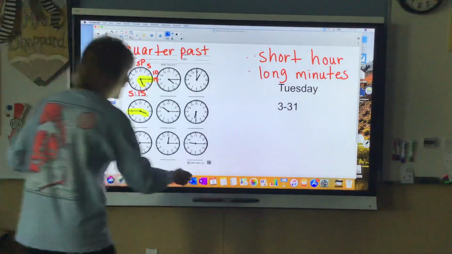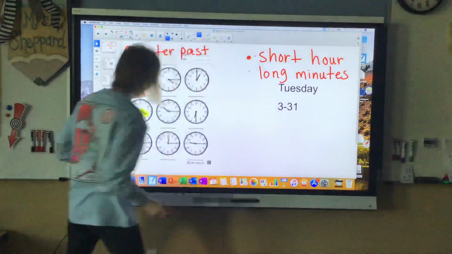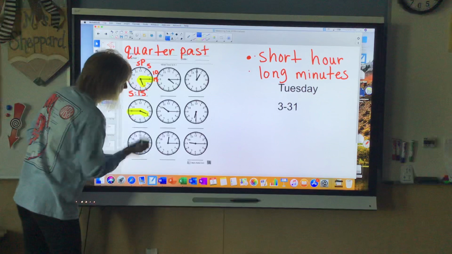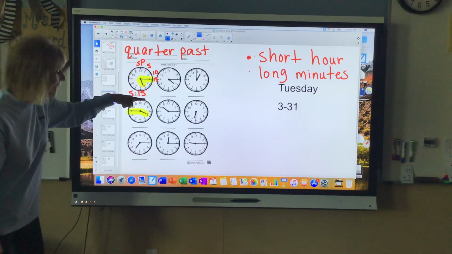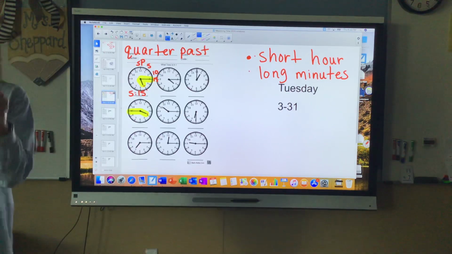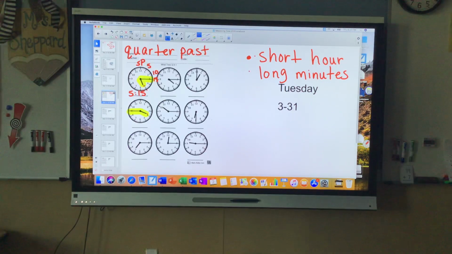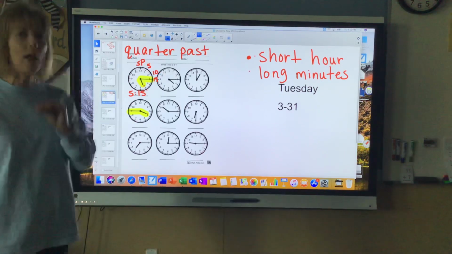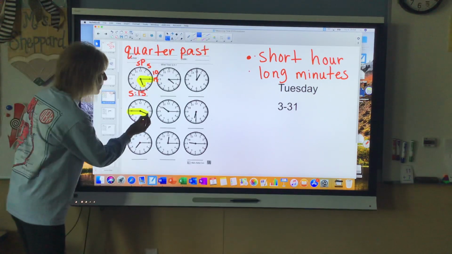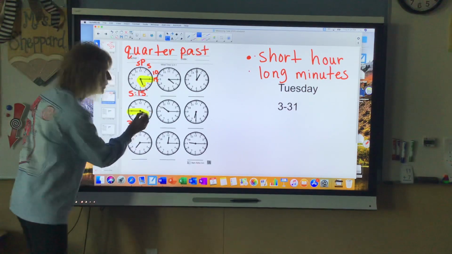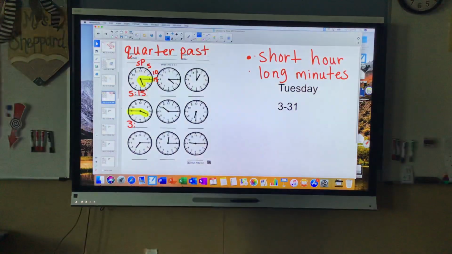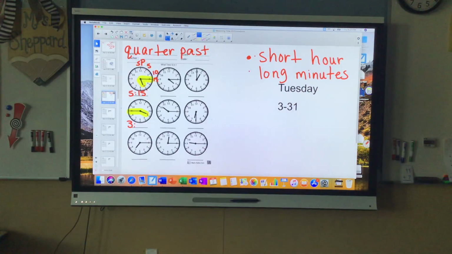Starting with my shorthand, which points to the hour, I see my shorthand. It's not on the 3. It's not on the 4. It's between the 3 and the 4. It's almost on the 4, which means it's almost 4 o'clock. But if it's between the 3 and the 4, my hour is going to be 3. If it's between the 3 and the 4, I'm going to stick with the one that comes first. 3 comes before 4. So my hour is going to be 3.